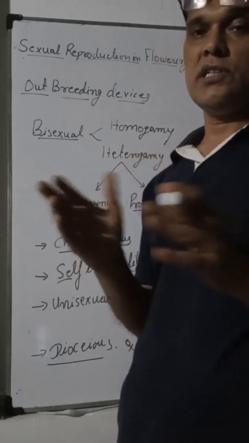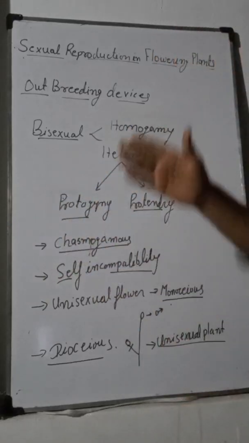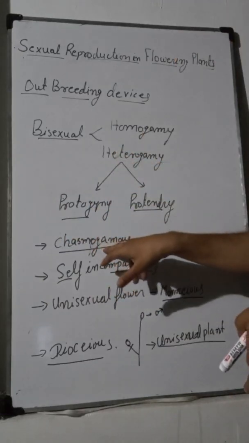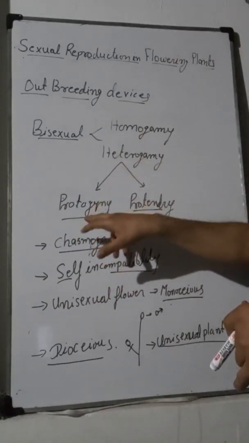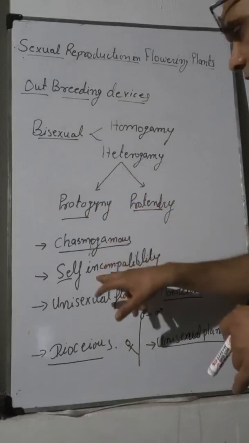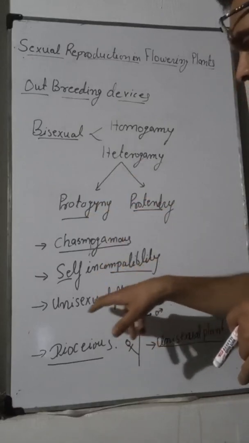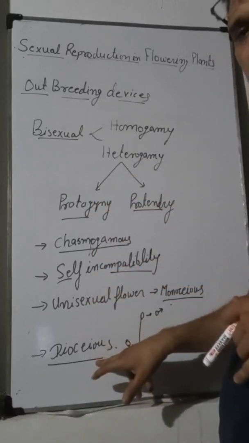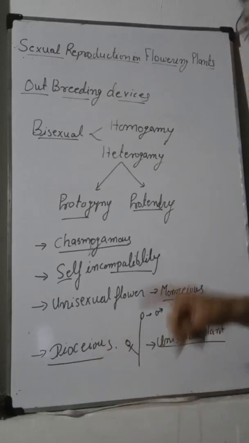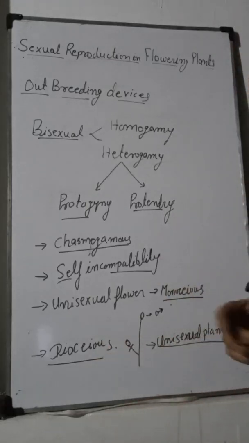generation to generation. So these are the outbreeding devices: chasmogamous flower, heterogamy, that is protandry and protogyny, self incompatibility, monoecious flower, that is unisexual flower, and dioecious, that is unisexual plants.